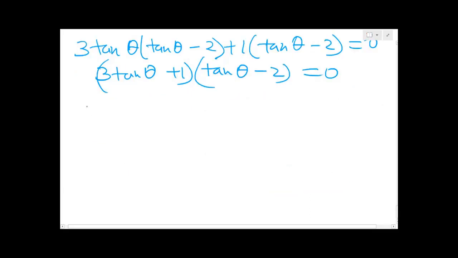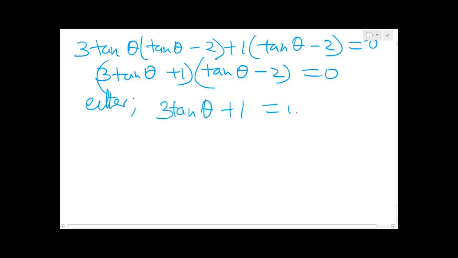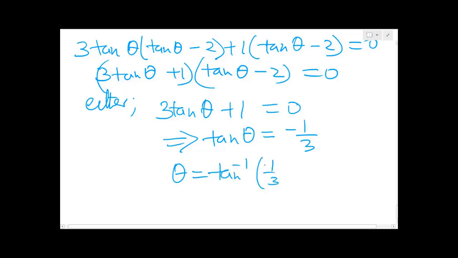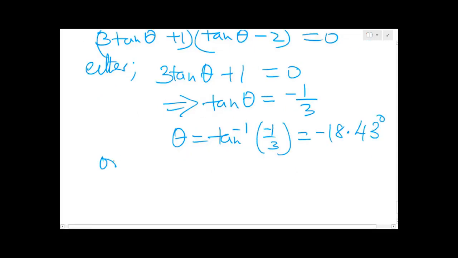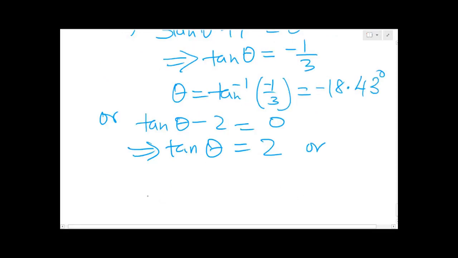Therefore, in this case, our two solutions are either 3 tan theta plus 1 is equals to 0, which implies that our tan theta is equals to minus 1 over 3, and therefore theta is equals to tan inverse minus 1 over 3, which will be equals to minus 18.43 degrees. Our second option is tan theta minus 2 is equals to 0, which will imply that tan theta is equals to 2, or our theta is equals to 63.43 degrees.